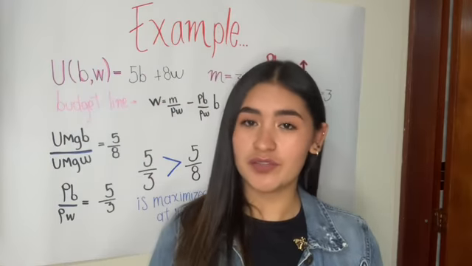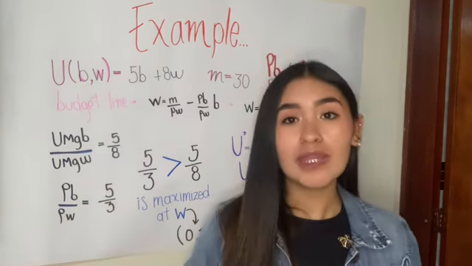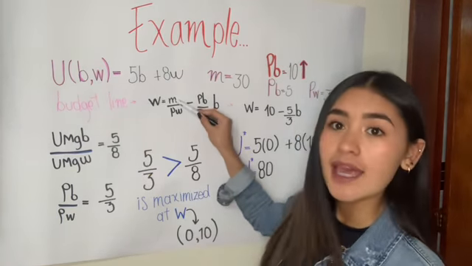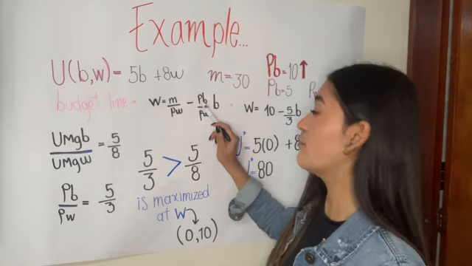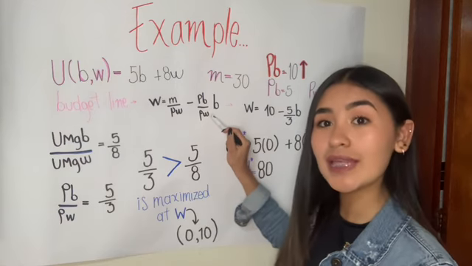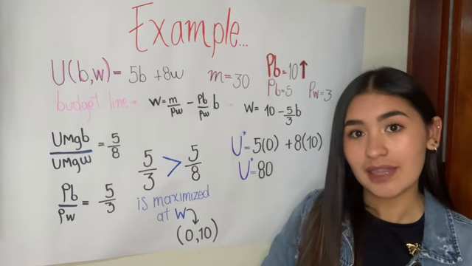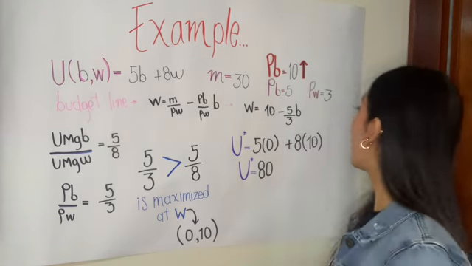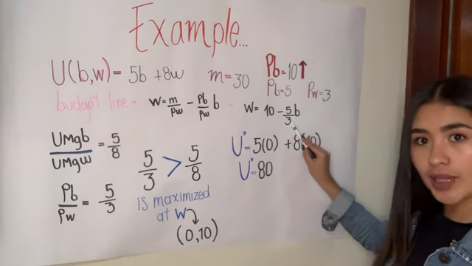To develop the exercise, the first thing that we have to find is the budget line with the next equation. W is equal to the budget divided by the price of white chocolate gummies, minus the price of black chocolate gummies divided by the price of white chocolate gummies, multiplied by B. Replacing the values in the equation, we have our budget line, which is 10 minus 5 divided by 3, multiplied by B.